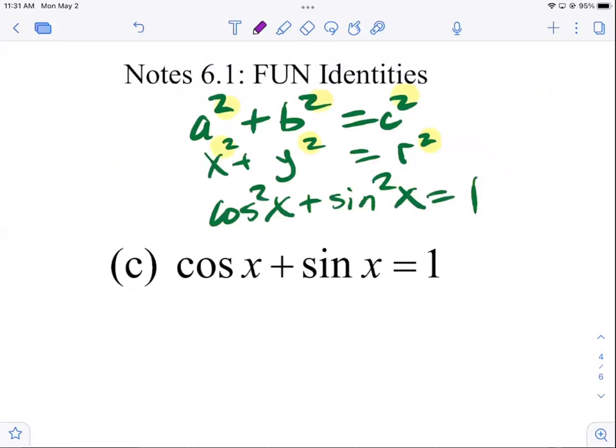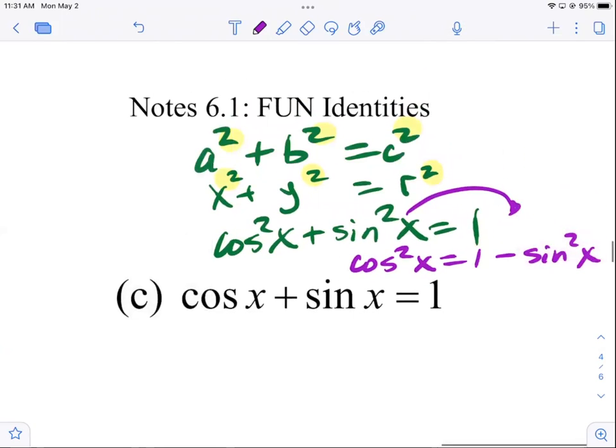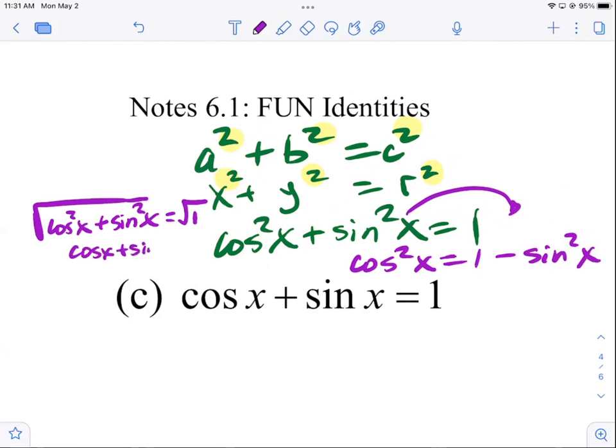It works. Now, if you're proving or verifying, you have to draw a line down the equal side and you can't cross-contaminate. But once you know it's an identity, you could put any version of it you want. So for instance, I could subtract sine squared from both sides. I can get cosine squared is 1 minus sine squared. That's going to work. But what if I took the square root of both sides? The square root of cosine squared plus the square root of sine squared, and I took the square root of that side. Isn't that just cosine of X plus sine of X equaling 1?